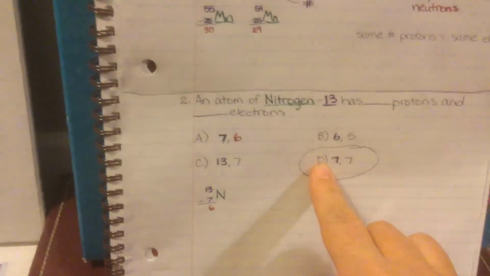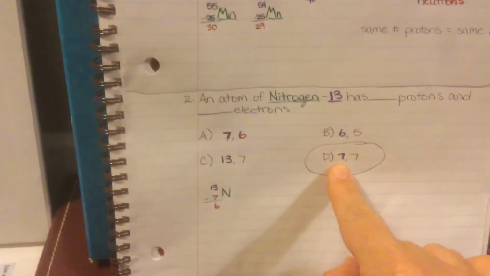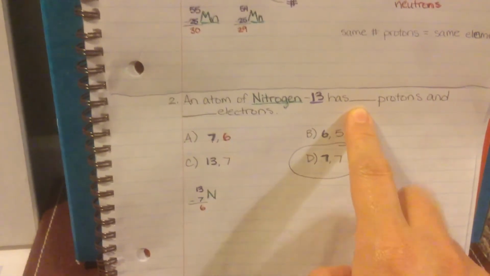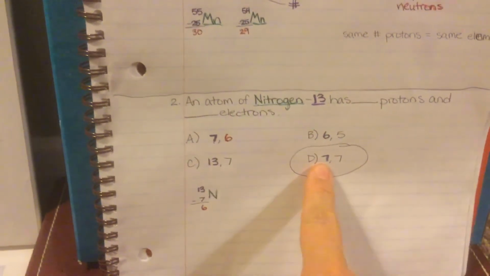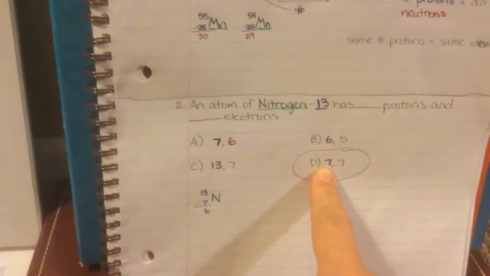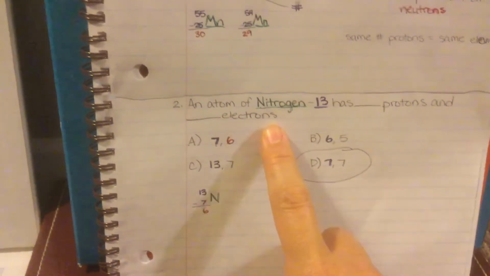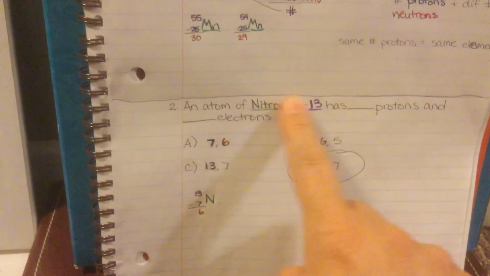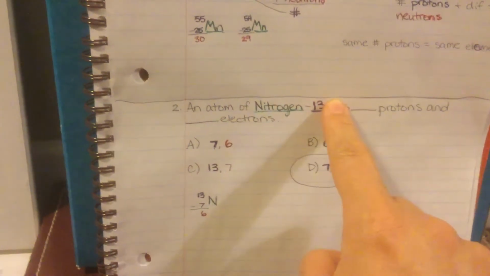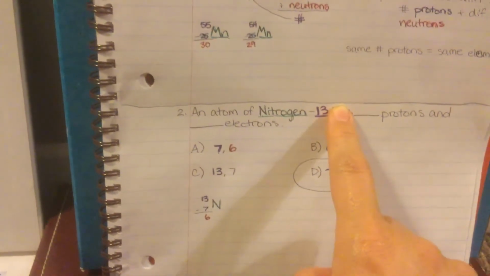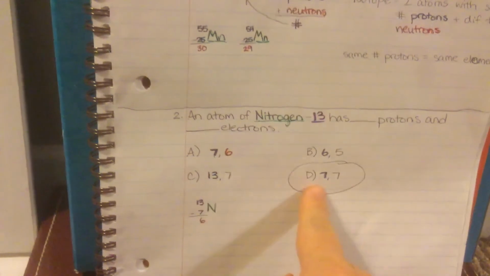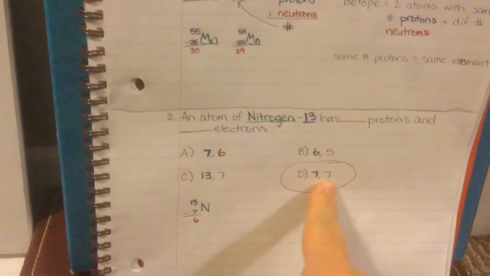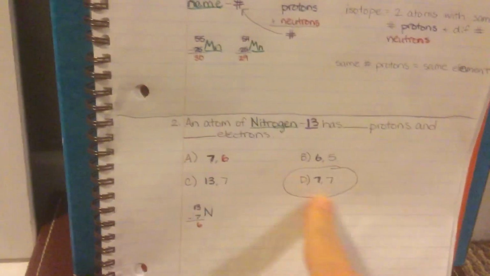And so our answer is either going to be A or D, because the first blank is for the number of protons, and we looked on the periodic table and found that it was 7. Now, as for the number of electrons, if an atom doesn't have any charge, which this one doesn't, because we're not seeing any number in the upper right-hand corner, then the number of protons and electrons are exactly the same. So the answer here is D.